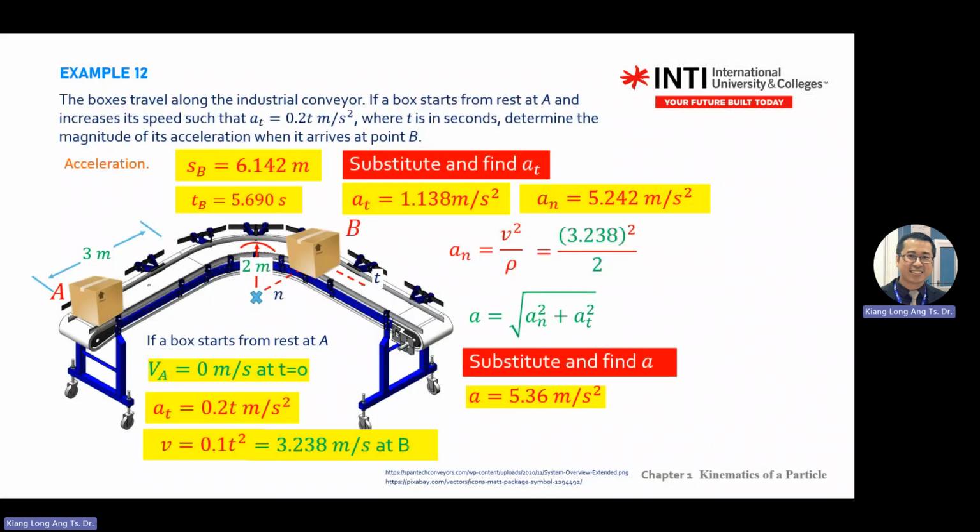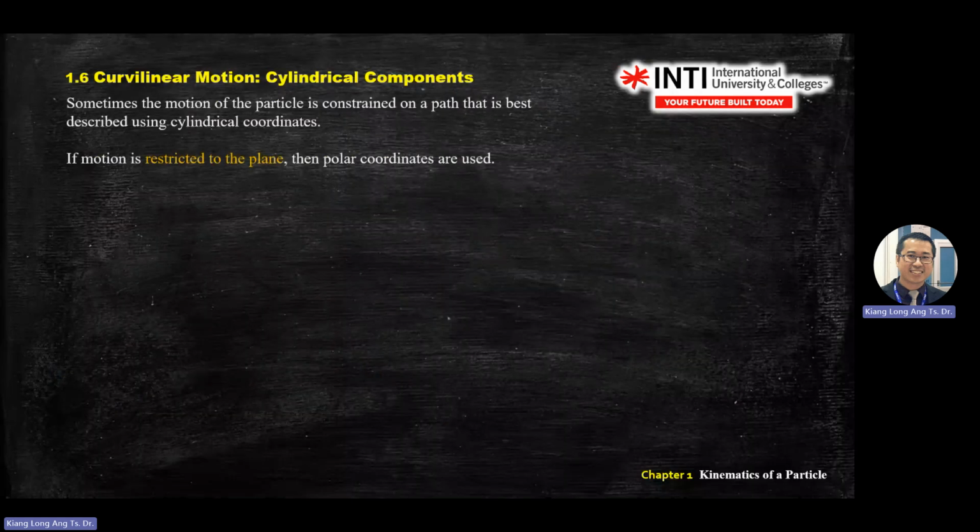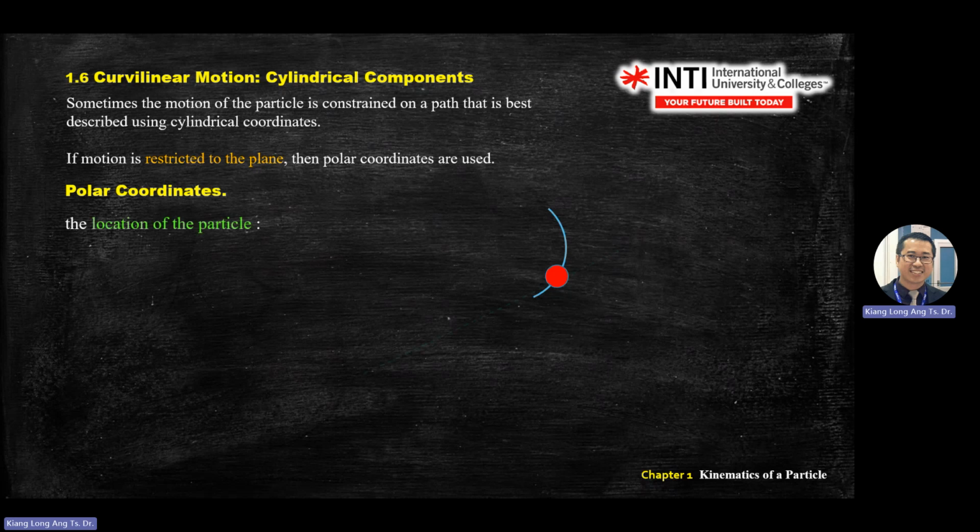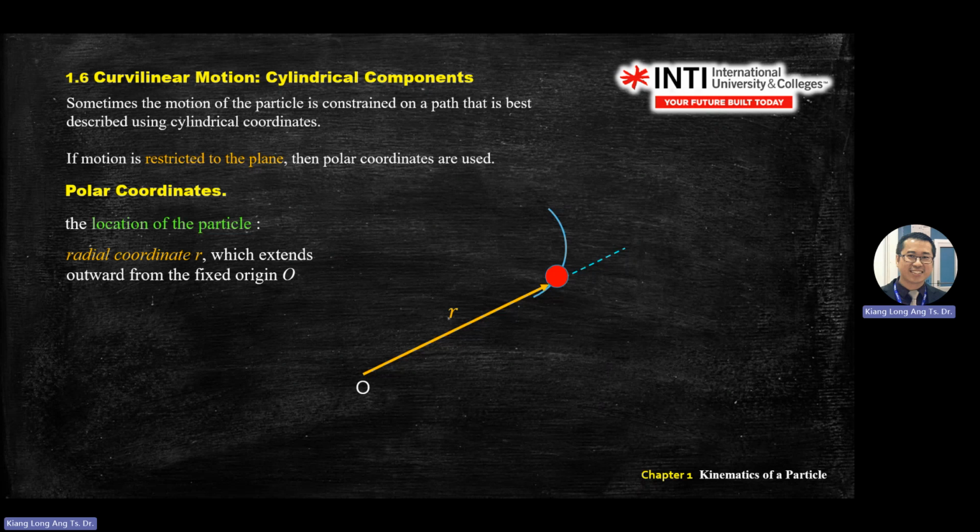We have done with the normal N and T. Now we go into cylindrical component, where you can no longer use N and T. You need to use polar coordinate. Polar coordinate means what? Okay, let's say you have a particle moving in the curve, and from one of the reference points there, let's say R is a position in curve motion. O to R, you get an object there.